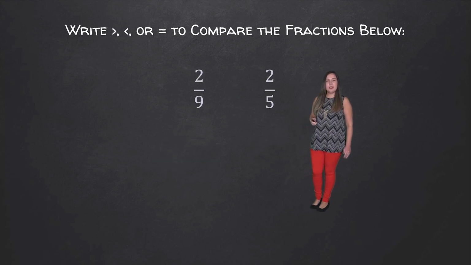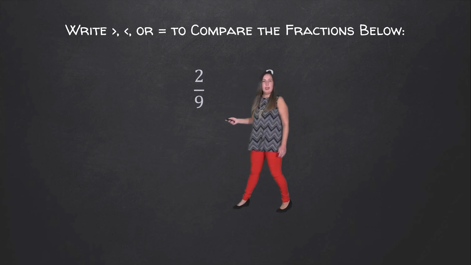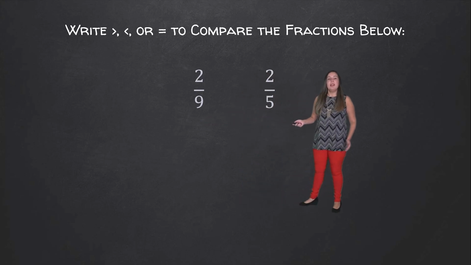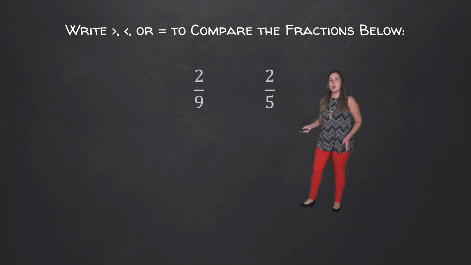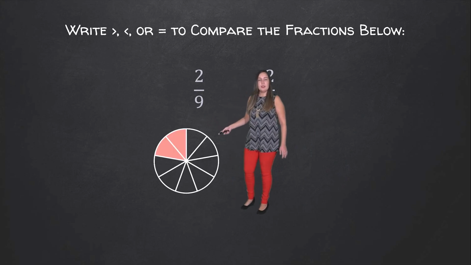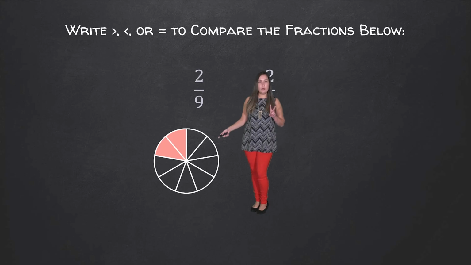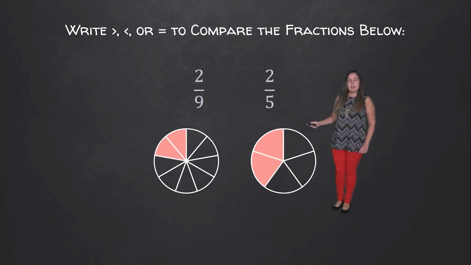So let's do another example. Here we have 2/9 and 2/5. Now the denominators are totally different. So let's go ahead and take 2/9 and model that. So here we have a model with 9 equal pieces and only 2 are shaded. And for 2/5, here we have another model with 5 equal pieces and only 2 are shaded.